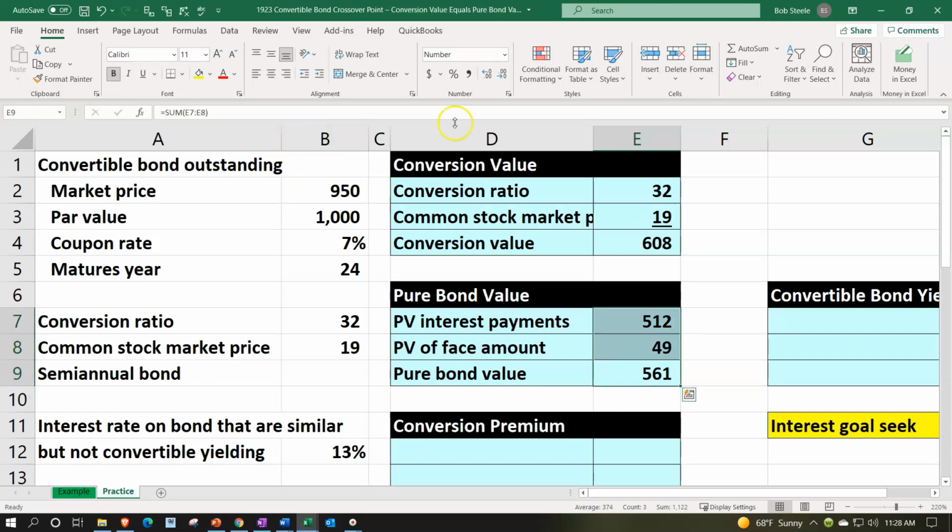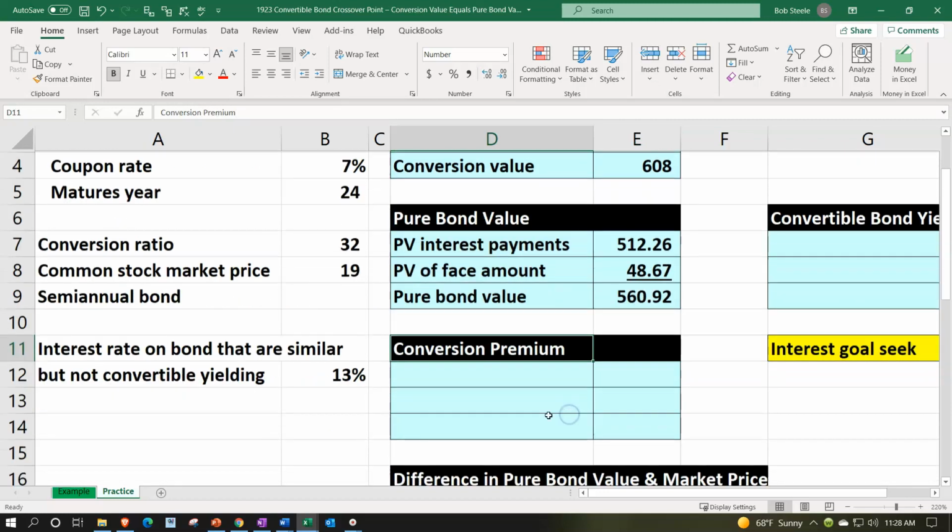Adding a couple pennies here by going to the number group, couple pennies added. Underlining the total, font group and underline. We got the 560.92 value of the bond for similar bonds if there was no conversion option.